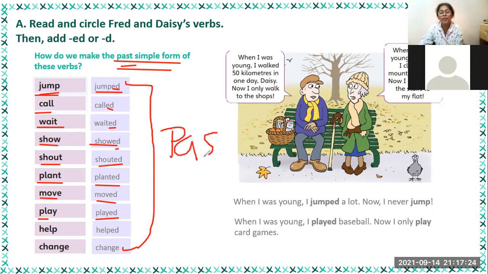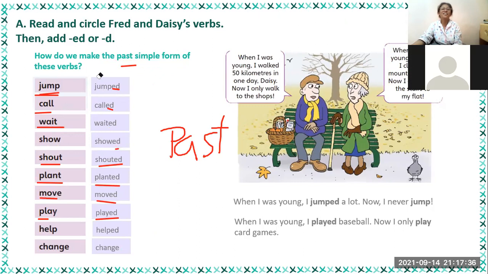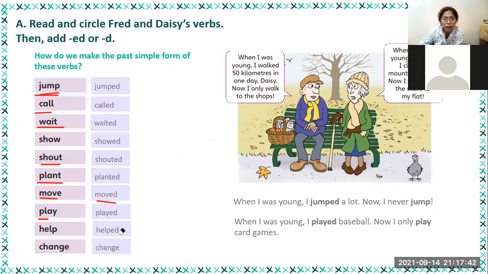Okay, so what is past, teacher? It means it already happened, finished. Mary, oh yes, very good. Yeah, very good. That's a smart girl. Oh, wait. Teacher, I cannot erase this one.